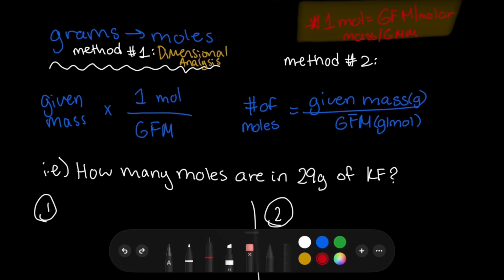Our second method is somewhat similar, except here we figure out the number of moles by dividing the given mass in grams by the gram formula mass, which is also in grams. The reason why it's important to have it in grams is because that way we'll be able to eliminate the grams and then be left with just the moles, which is exactly what we're looking for.